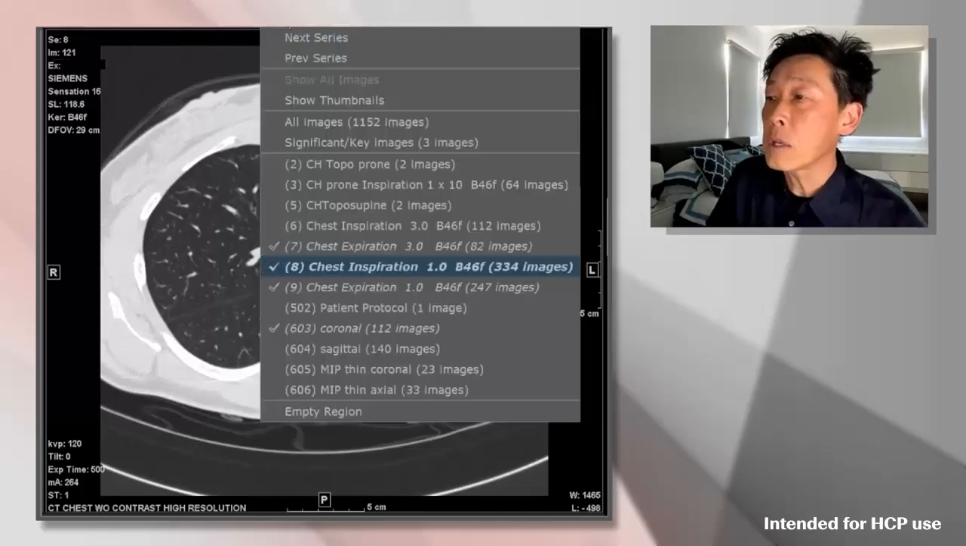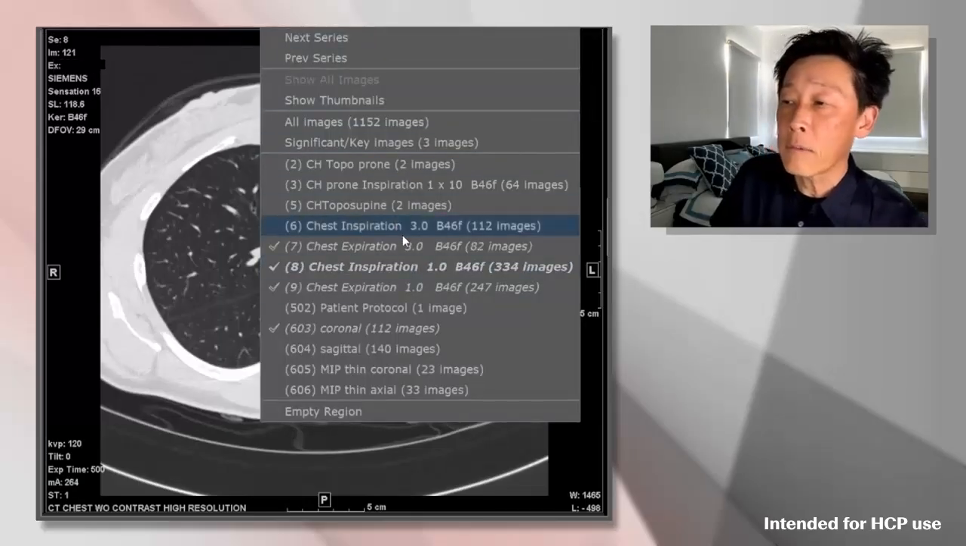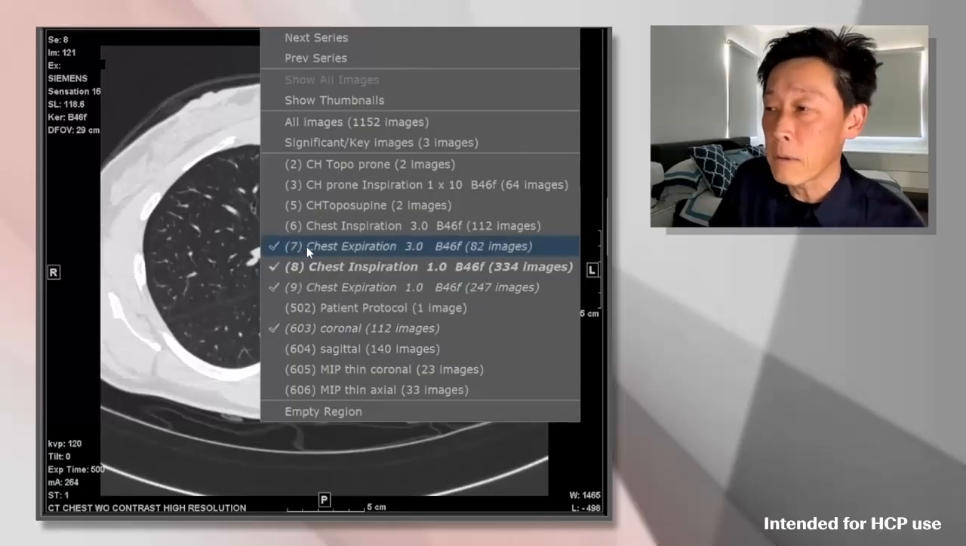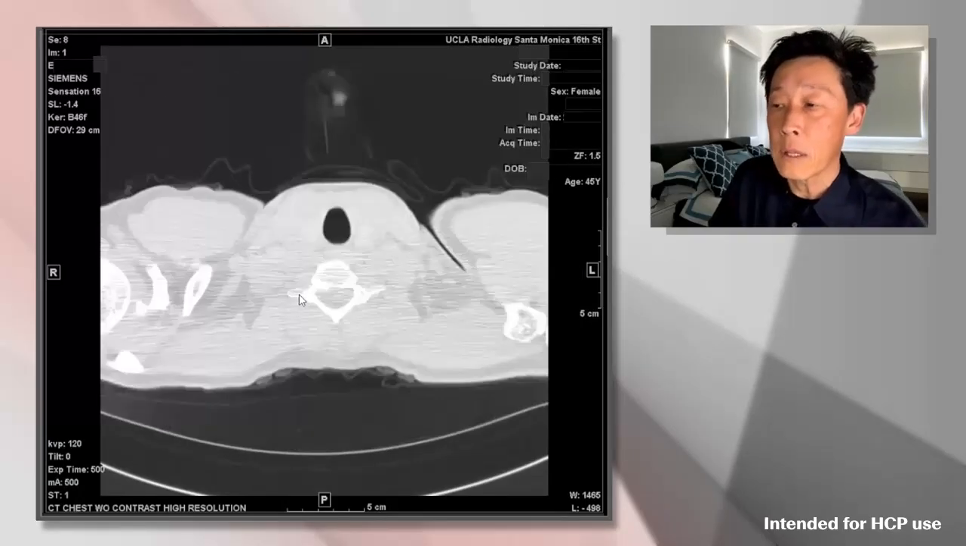In addition to the sequences that I've already shown you, we also have coronal and sagittal reformatted images. For diffuse lung disease, the coronal and sagittal reformations really help you figure out where the predominance of the abnormalities within the lung are.